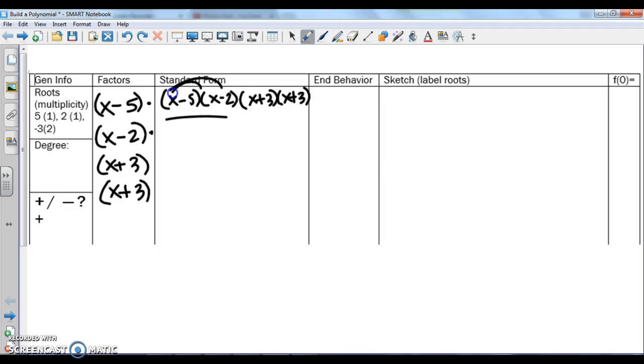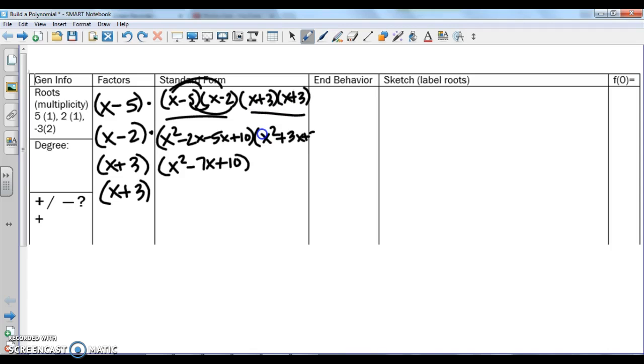So first, outside, inside, last, you're going to get x squared minus 2x minus 5x plus 10. And then I'm going to put those in parentheses. And then I'm going to add my like terms to get x squared minus 7x plus 10. Okay, now I'm going to then multiply these 2 together, because you can do it 2 at a time. And I'm going to FOIL. First, outside, inside, last. You're going to get x squared plus 3x plus 3x plus 9. Add my like terms, and I have x squared plus 6x plus 9.